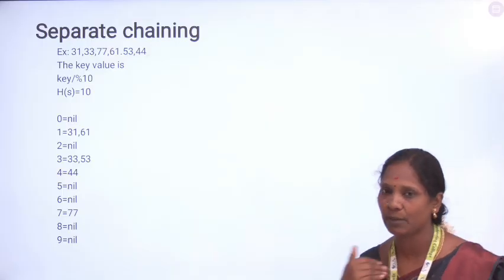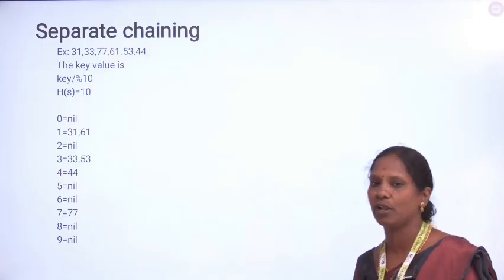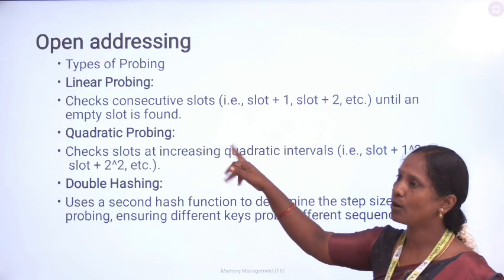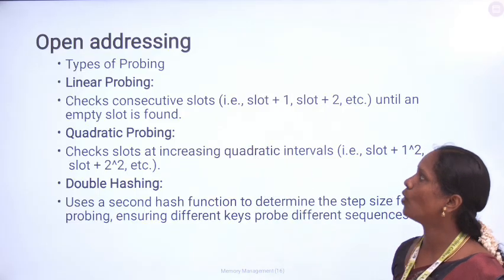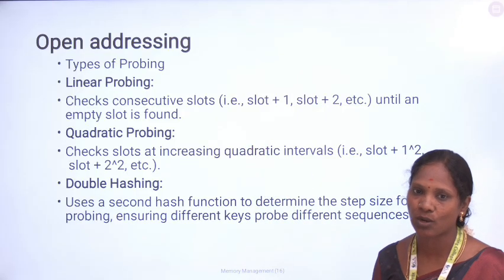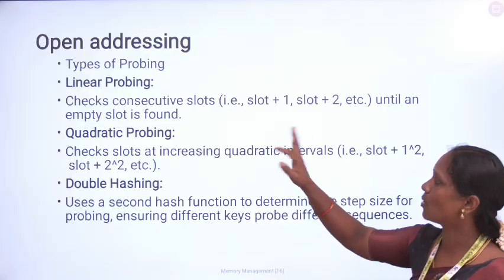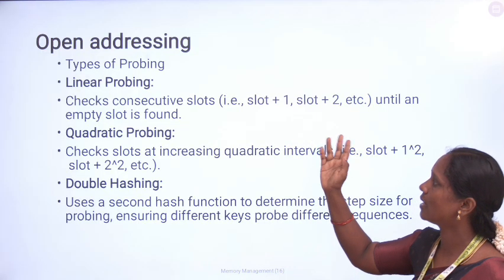We can separate them based on the index value: index 1, index 2, index 3. So this is for separate chaining. Then there is open addressing, which is a closed chaining. Already we know what is open chaining, and here is closed chaining.